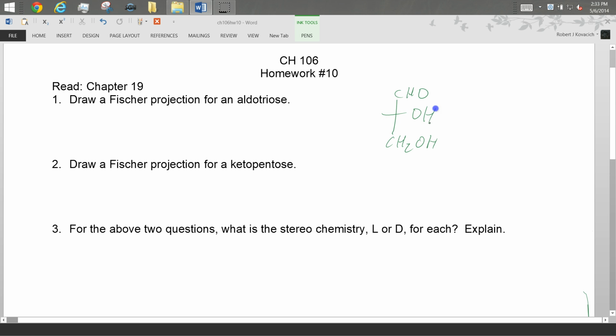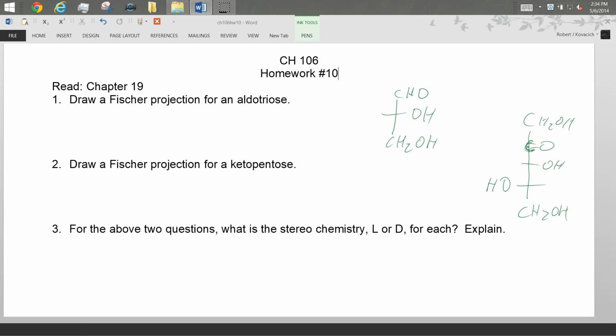And it didn't specify as L or D, but what would this one be? D. Okay. So ketopentose, so 5 carbons with this one. There's a couple of ways you could do this. We good with that? Sometimes the carbon will be drawn here instead of not drawn here, the aldehyde.